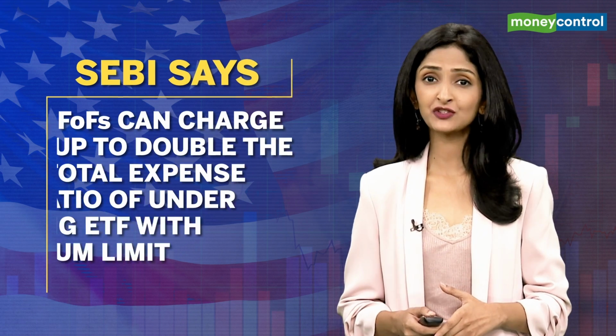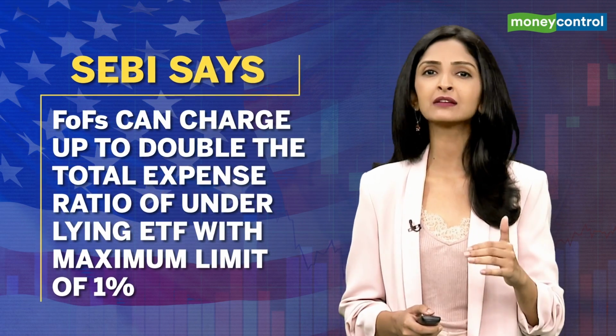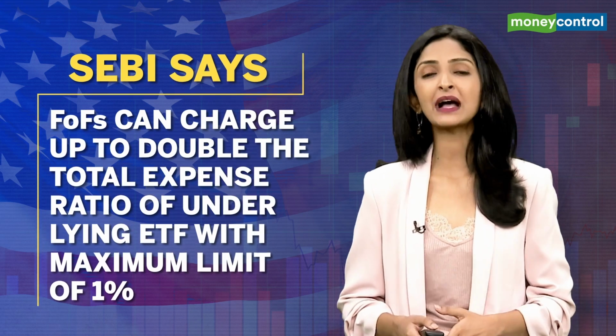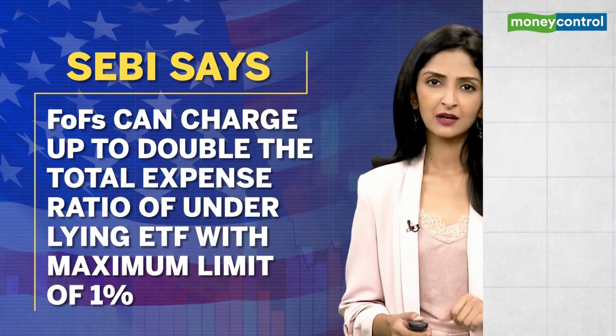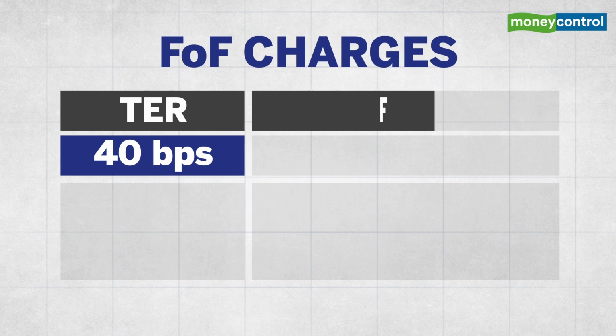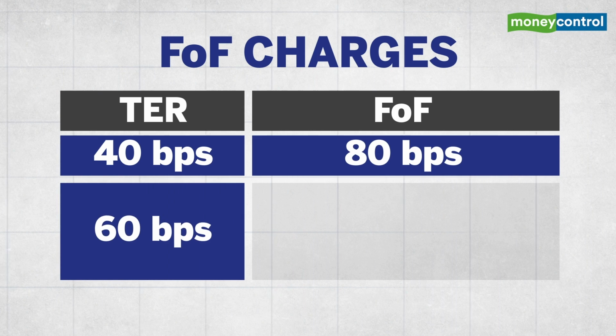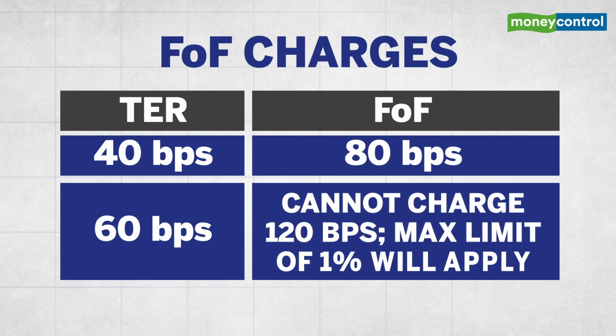According to SEBI regulations, FoFs can charge up to double the total expense ratio of the underlying ETF, subject to a maximum limit of 1%. For example, if the TER of the ETF is 40 basis points, the FoF can charge 80 bips. But if the TER of the ETF is 60 basis points, the FoF cannot charge 120 basis points, as the maximum limit of 1% will apply.